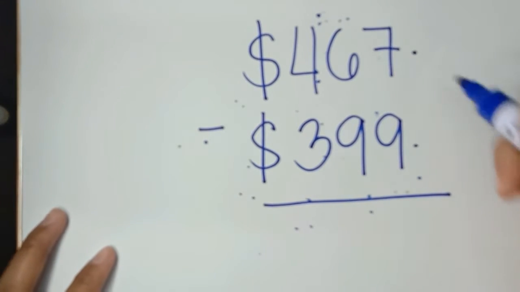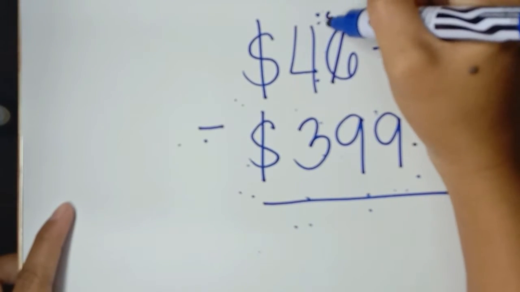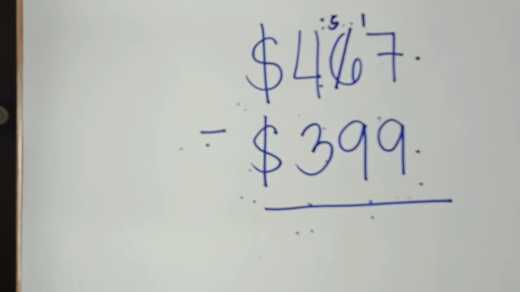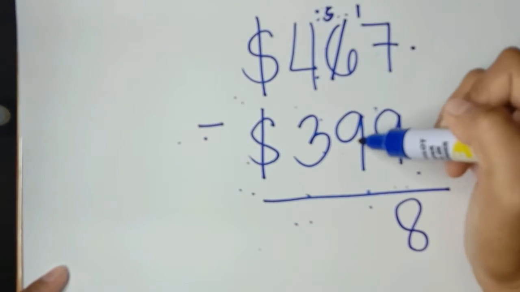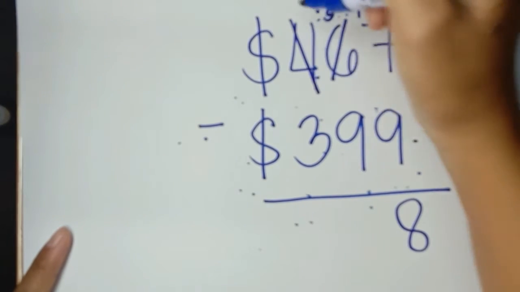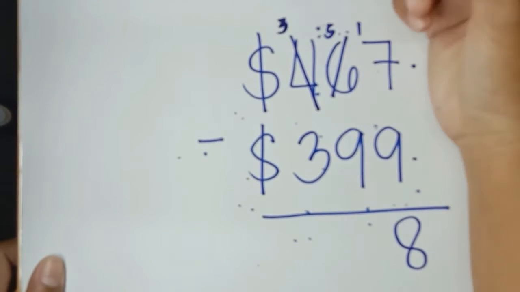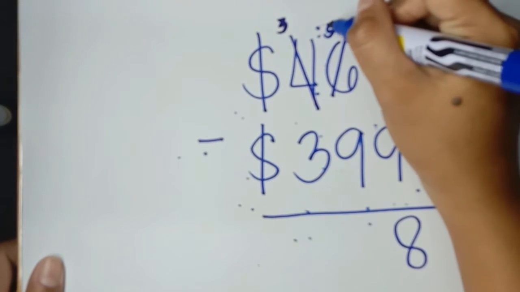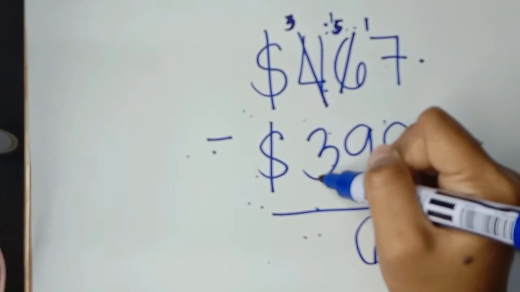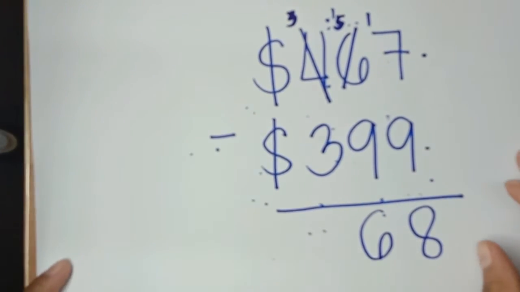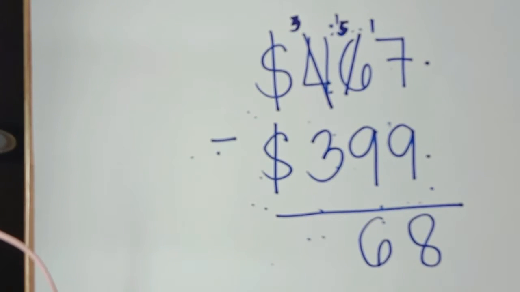467 minus 399. So let's borrow here. This becomes 5. This becomes 17. So 17 minus 9 is equal to 8. 5 minus 9 cannot be. So let's borrow here. It becomes 3. So this 5 becomes 15. 15 minus 9 is equal to 6. And 3 minus 3 is equal to 0. So this is the actual amount that John spent in buying the plant. So $68.